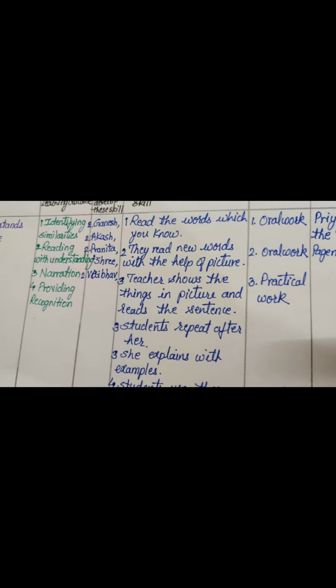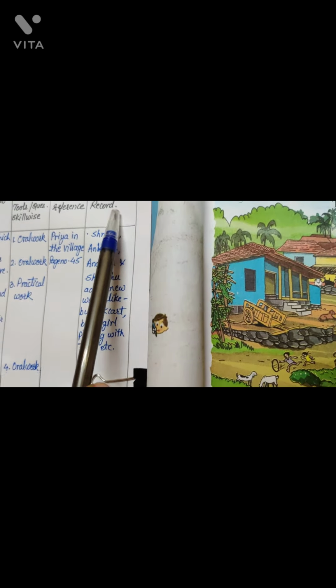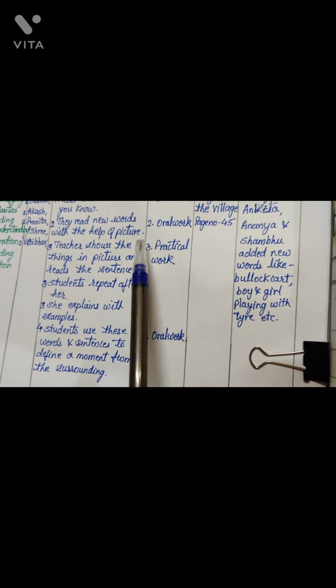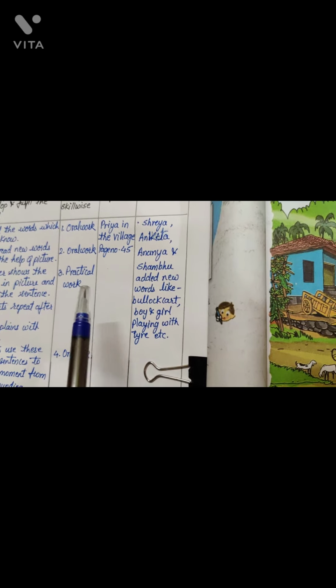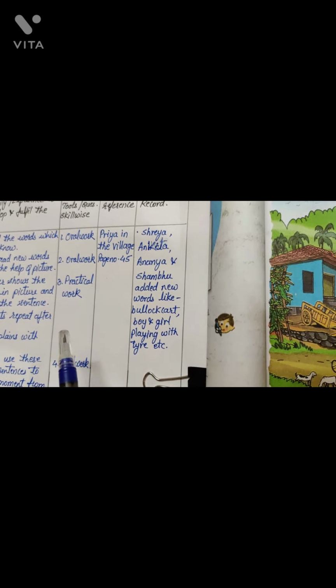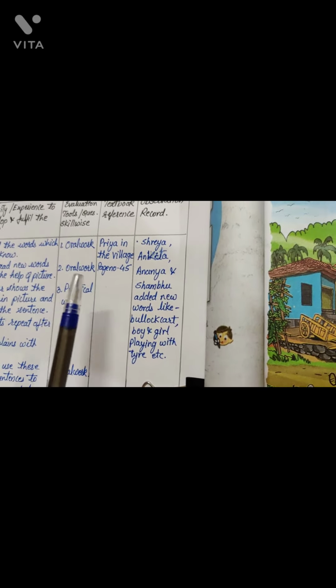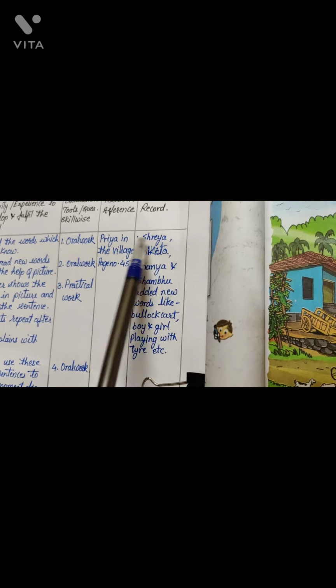Now this is the last column of this chart, observation record. Actually, I have taken this topic in the class first only. That's why I can note all these observations. But in the next session, if you are going to make this chart, then only after implementing this activity can you note all these observations. See here what I have done.